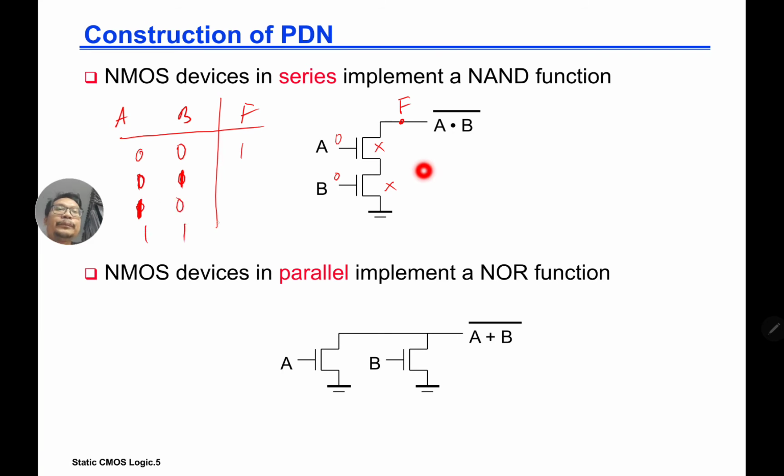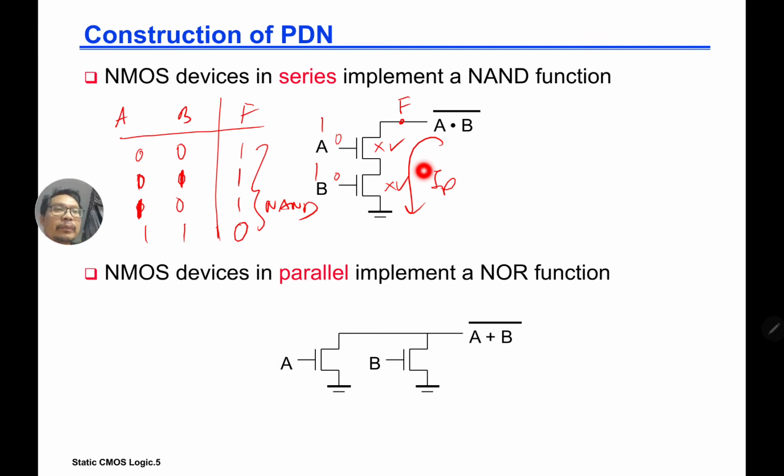Similarly, 0 1, 1 0, and then 1 1. If you put 0 1, again, there's not going to be a path to pull down, so it's going to maintain VDD. But if you put a 1 and a 1, this is on, and you have an ID discharge, and it's going to be 0, and this is basically your NAND function.